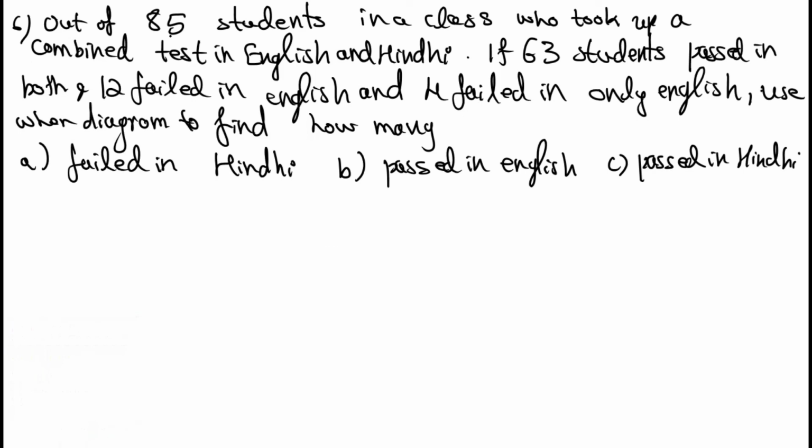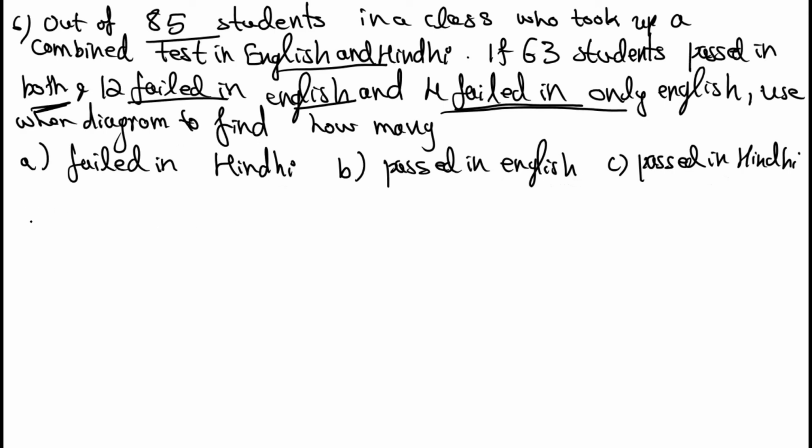See the next question. Out of 85 students in a class who took up a combined test in English and Hindi, if 63 students passed in both, that means they passed in both English and Hindi, 12 failed in English and 4 failed in only English. That means they may have passed in Hindi. 12 failed in English means they may have failed in English or they may have failed in Hindi. But 4 failed in English only, that means they passed Hindi. Use a Venn diagram to find how many failed in Hindi, passed in English, passed in Hindi.